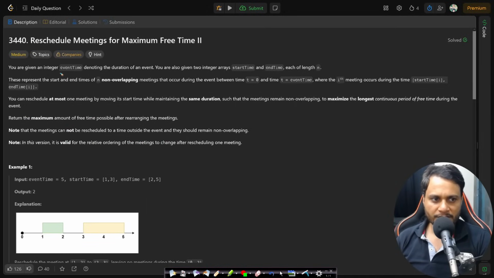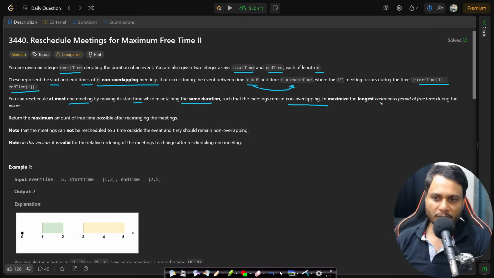You are given an integer eventTime denoting the duration of an event. You are also given two integer arrays, startTime and endTime, each of length n. These represent the start and end times of n non-overlapping meetings that occur during the event between the time t equals 0 to t equals eventTime, where the ith meeting occurs during the time startTime[i], endTime[i]. You can reschedule at most one meeting by moving its start time while maintaining the same duration, such that the meetings remain non-overlapping.